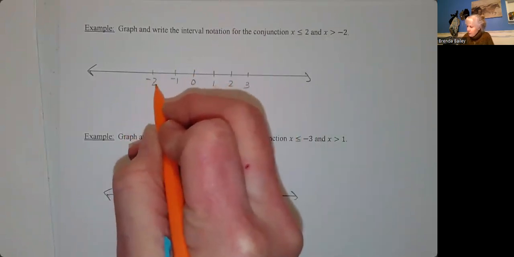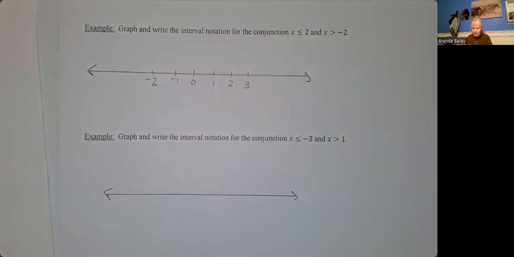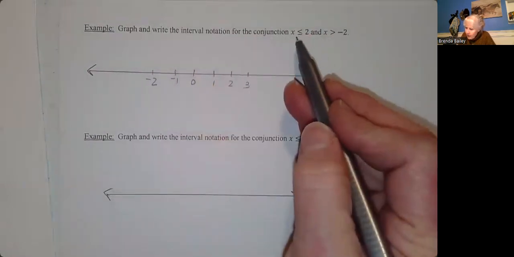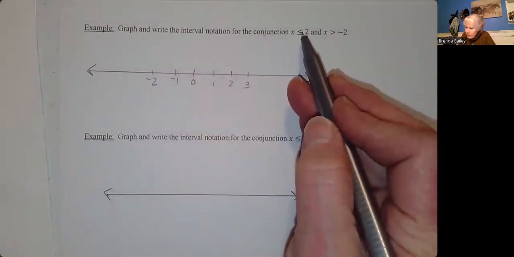-1, -2. We'll do these in different colors, and that might help you to see. I'll start with a red and maybe green. Okay, we'll start with this first one. X is less than or equal to 2.